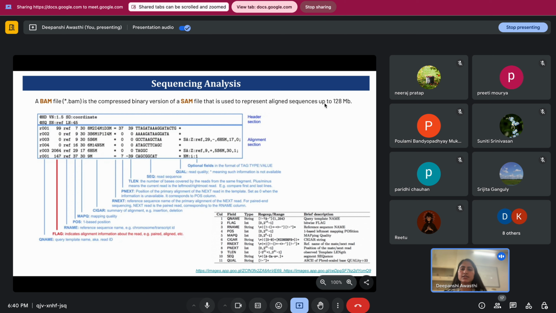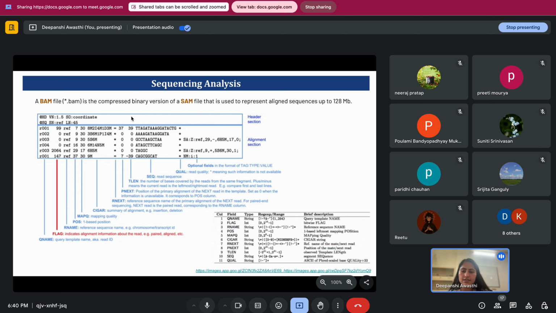Here you provide the reference sequence, and the reads are aligned to that reference sequence and the information is given to you. This is the output of the BAM file, how it appears. First is the header section, which tells you the information about your reads, which sequence is which, and what the reference is.